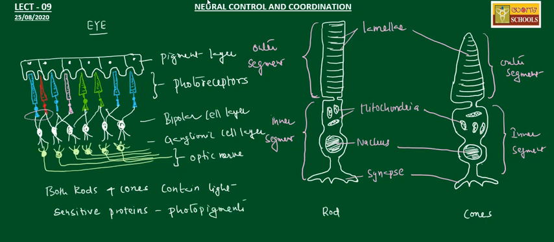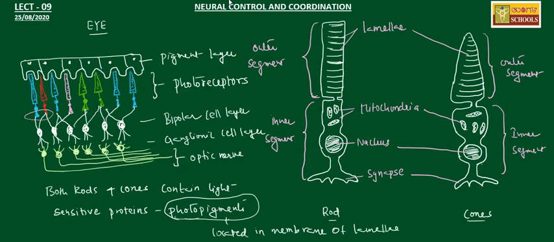So where are these photopigments located in these rods and cones? In these lamellae. The lamellae are the locations where the photopigments are present. These photopigments are located in the membranes of lamellae, both in rods as well as cones.